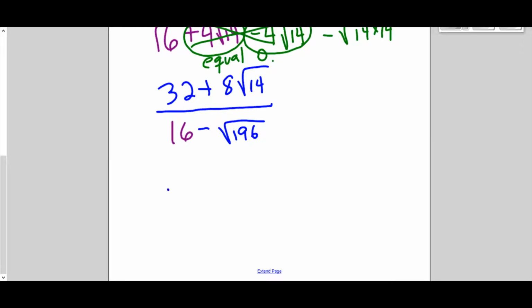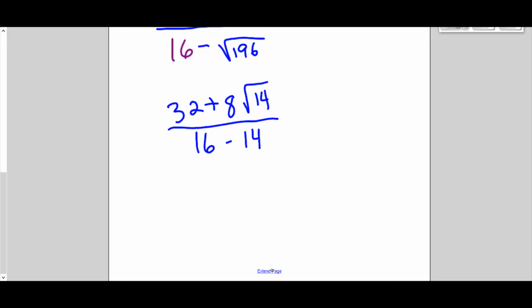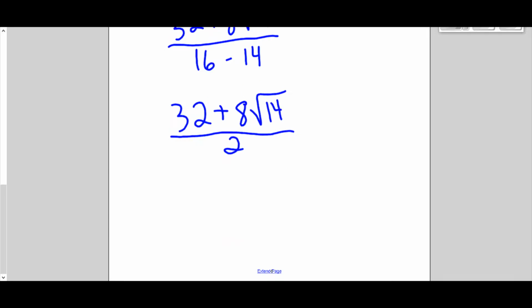It's 14. So this is 32 plus 8 square root of 14 divided by 16 minus 14. So 16 minus 14 is 2. So this would be 32 plus 8 square root of 14, all divided by 2. And I'm going to split this up so we can see this as 32 divided by 2 plus 8 square root of 14 divided by 2.